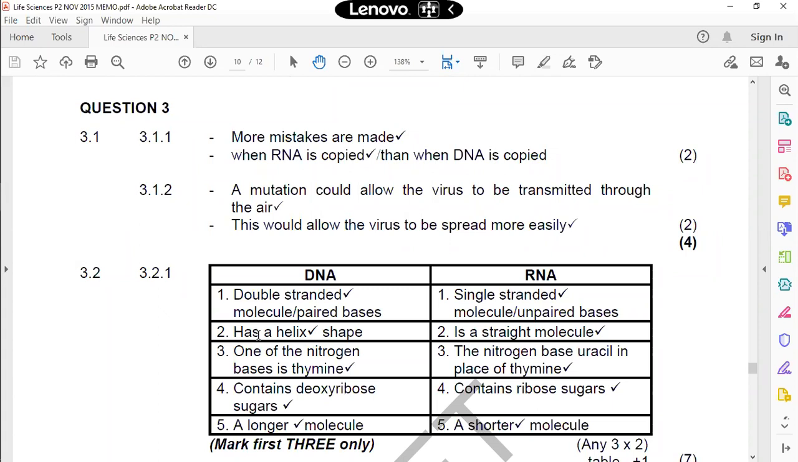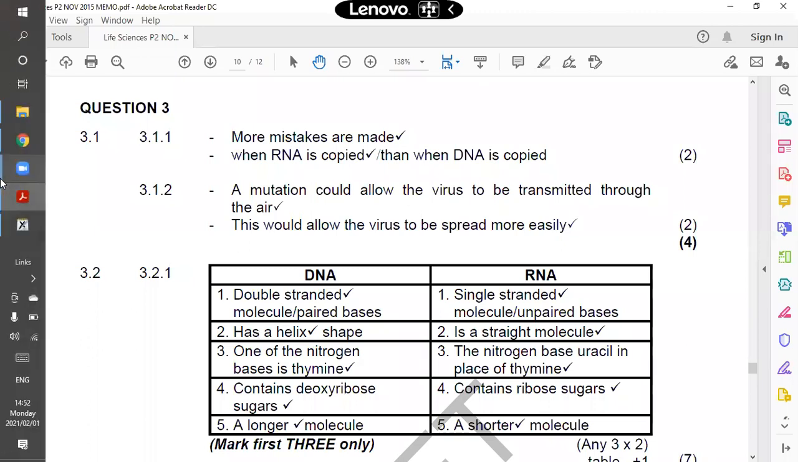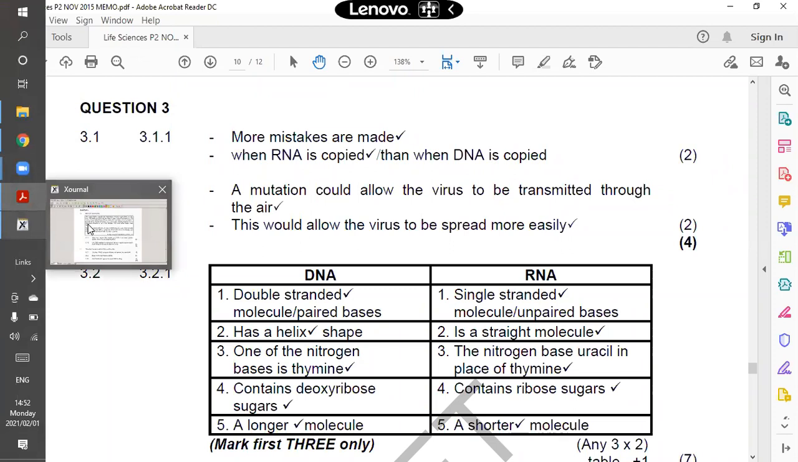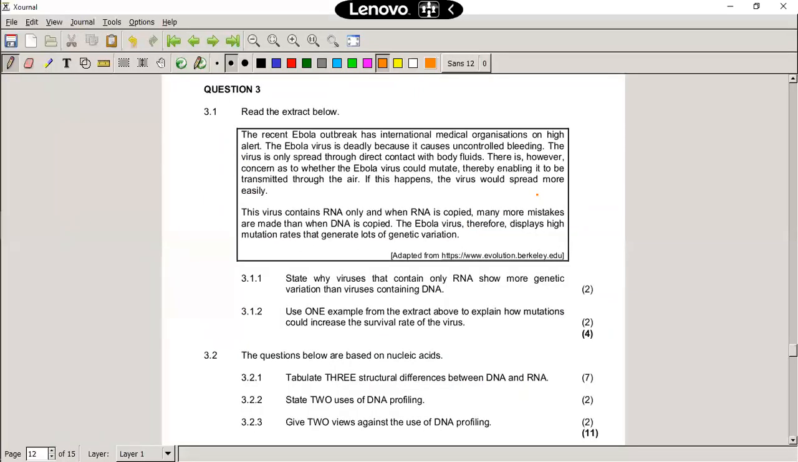Now, be careful of what I did. I looked at all the previous knowledge I had, and I gave you why there would be beneficial mutations, but the question specifically says to use one example from the extract. What did I not do? I didn't use an example from the extract. Okay, Tepu, what is your question?